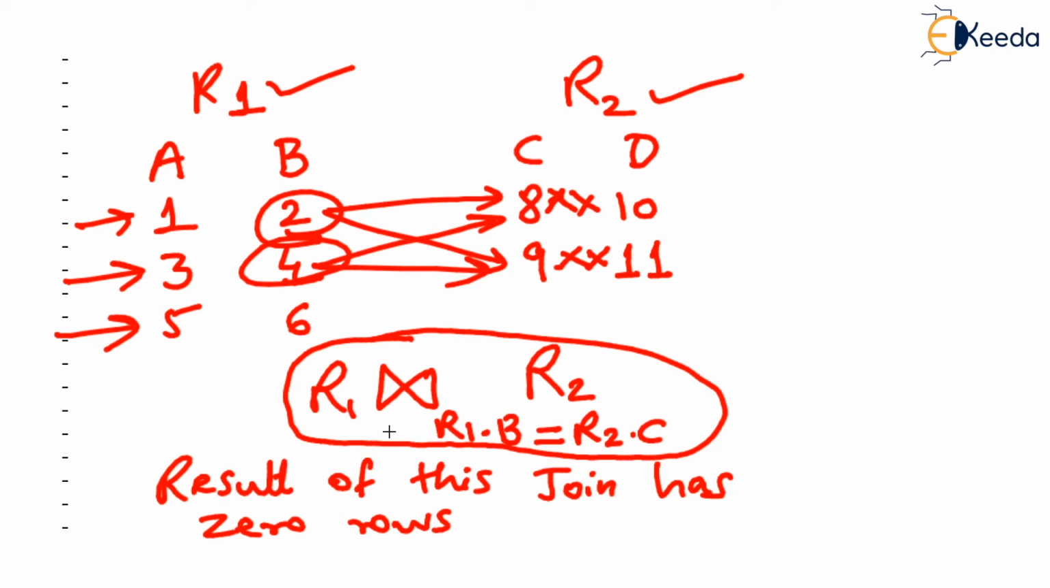That means in the worst case, I am saying, in the worst case, nothing matches, then 0 rows. Hence, the answer to this question asked in GATE 1999 is B.